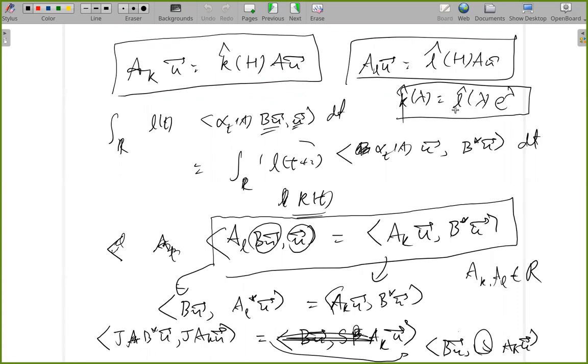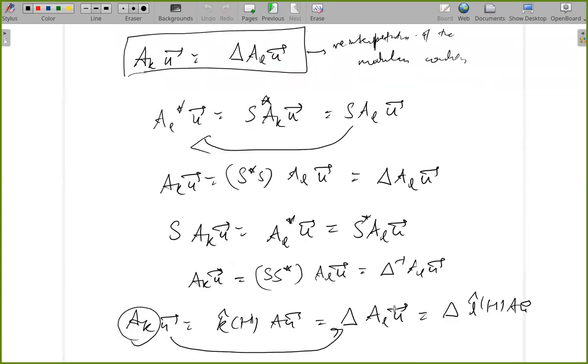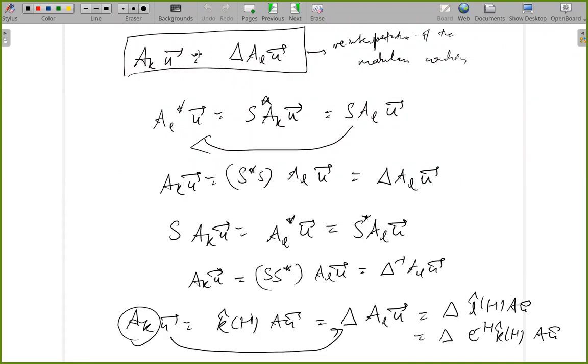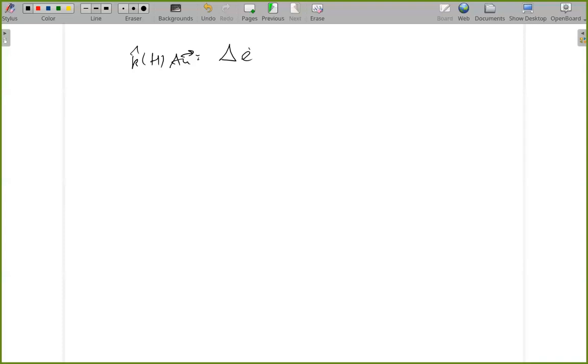when we take the Fourier transform, the translation is like a modulation, right? It becomes multiplication by this amount, e to the lambda. So once we put that here, instead of L hat, you have e to the minus h, K hat h, AU. So summarizing all of this, what you have is K hat h AU is equal to delta e to the minus h, K hat h AU.